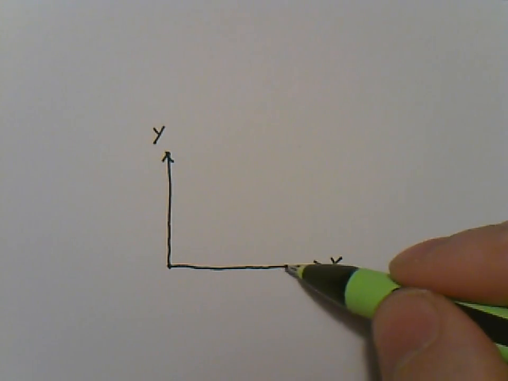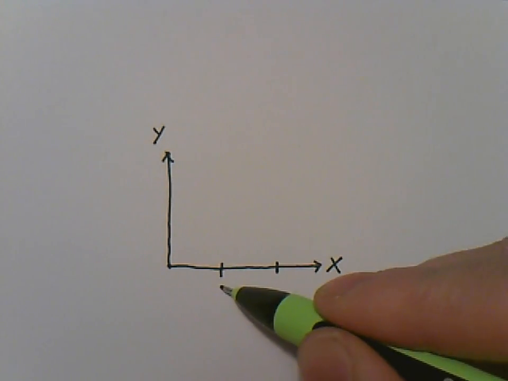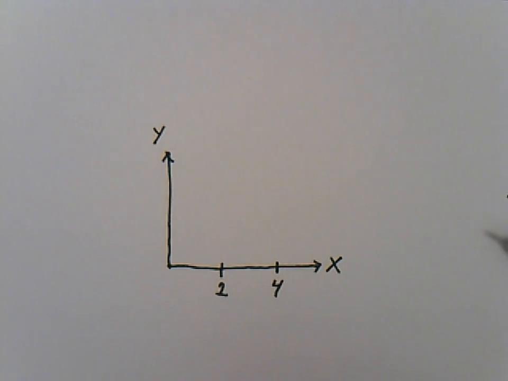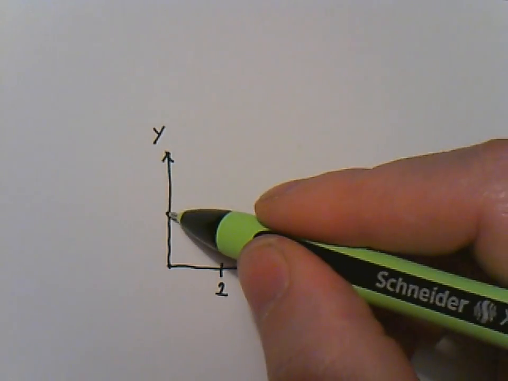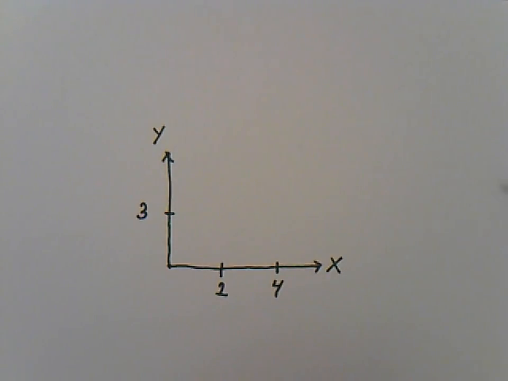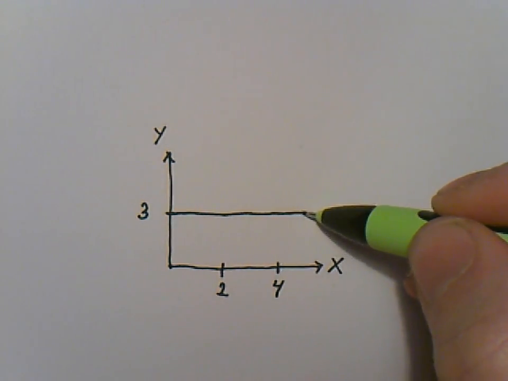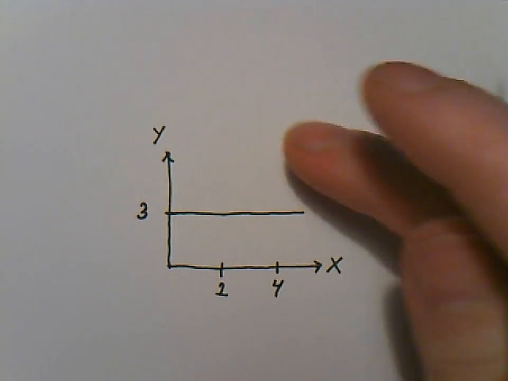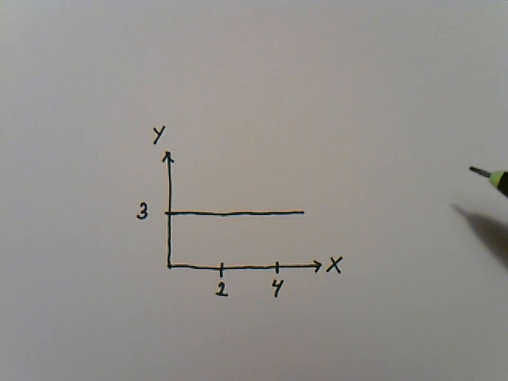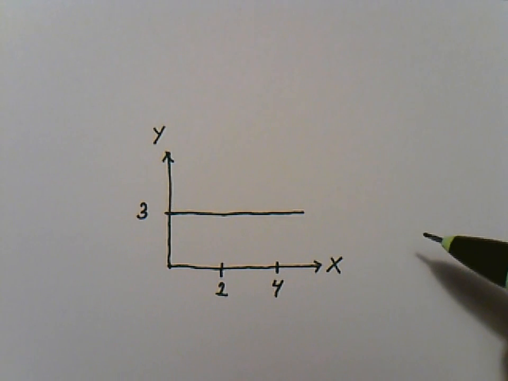Suppose we have 2 points, 2 and 4 on the x-axis, and we have 3 on the y-axis. Then we have a function that says for every value of x we have 3 on y. Then we have a straight line like this. I've chosen this for it to be easy to see what we do.